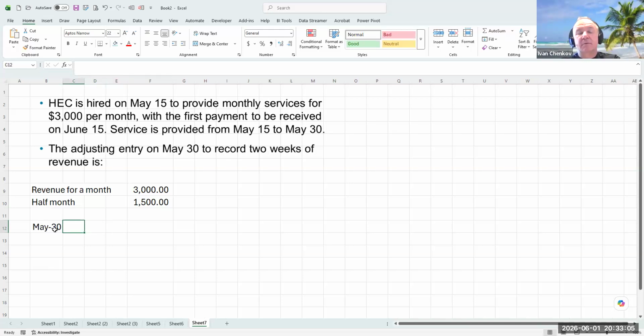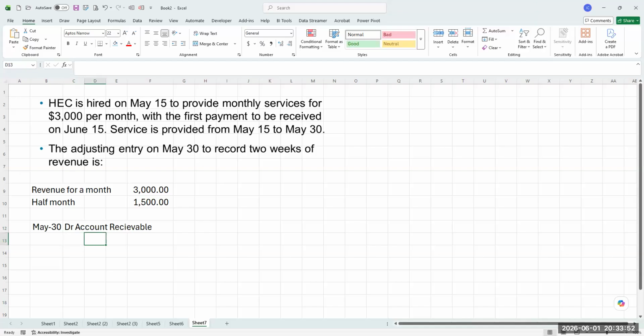Month end comes. Debit. Did we provide the service? Yes, we provided the service. Did we earn the revenue? Well, since we provided the service, we earned the revenue. Are we going to get paid? Yes, on June 15th. How about on May 30th? Are we due to receive money? Yes, we are. So what will be that for us? Accounts receivable. Make sense?